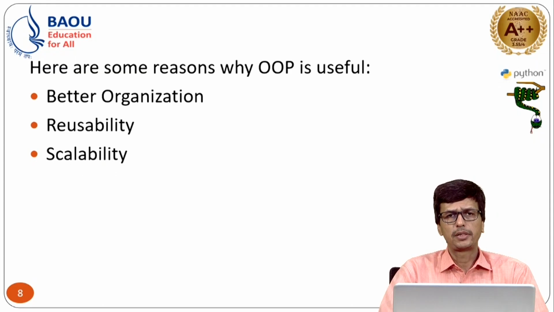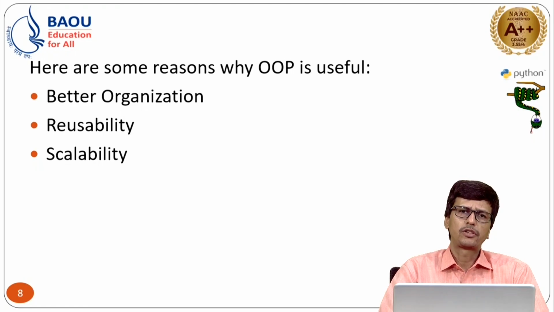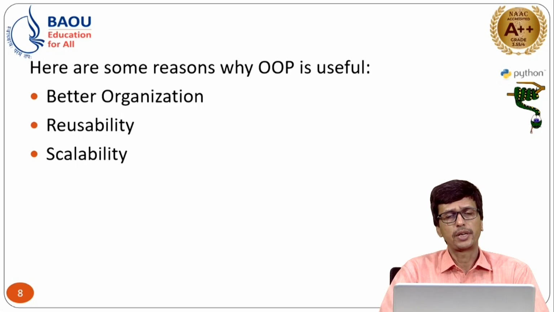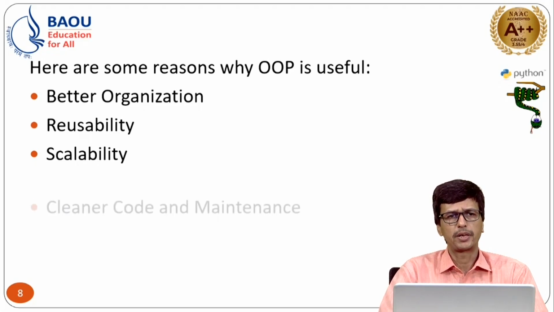Then comes scalability. You are already aware of the object-oriented feature called inheritance. Suppose you want to increase the scope, the scalability or adaptability of your code. You just need to add the features by inheriting that particular class. It is not required to recreate that class, and you can add the additional features into it. This way you can change the scale of your code or application.